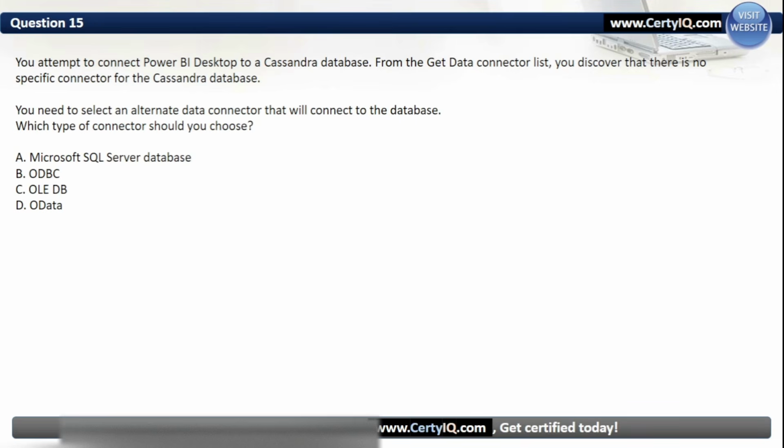Question 15. You attempt to connect Power BI Desktop to a Cassandra database. From the Get Data connector list, you discover that there is no specific connector for the Cassandra database. You need to select an alternate data connector that will connect to the database. Which type of connector should you choose? Our options are A. Microsoft SQL Server Database, B. ODBC, C. OLEDB, or D. OData. The correct option is B.